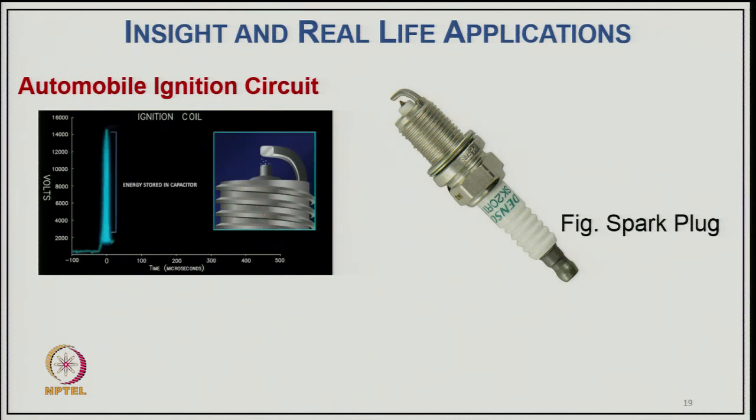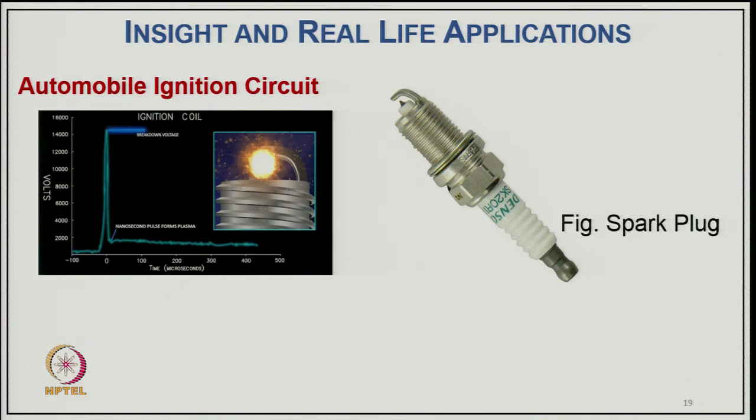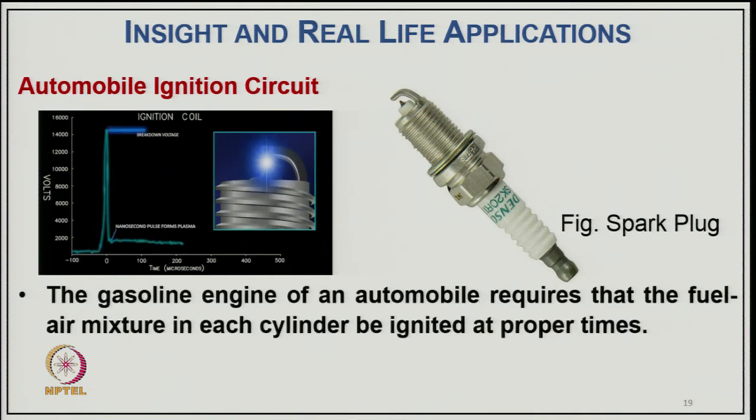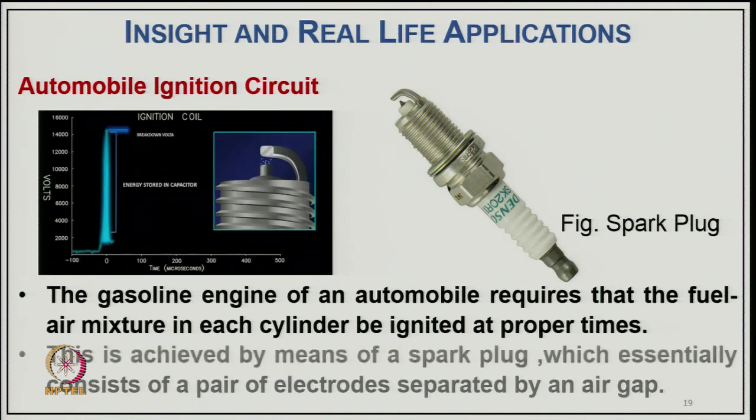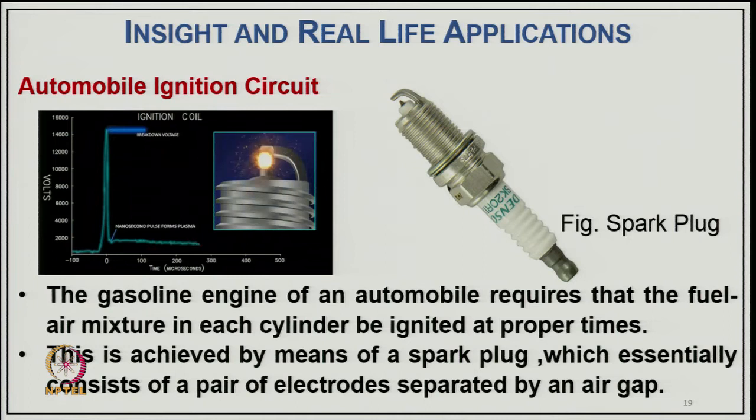You might have seen the spark plug, which is used normally in most two wheelers or many circuits for the purpose of sparking and providing ignition in the automobile engine. The gasoline engine of an automobile requires that the fuel-air mixture in each cylinder be ignited at the proper time, and this is achieved by means of a spark plug, which essentially consists of a pair of electrodes separated by a small air gap, as you can see here.